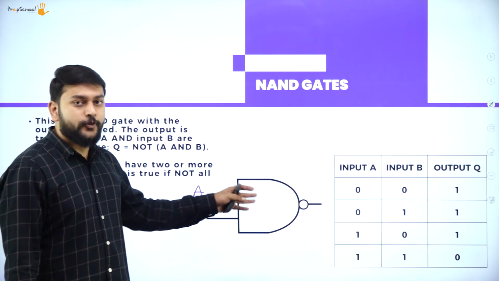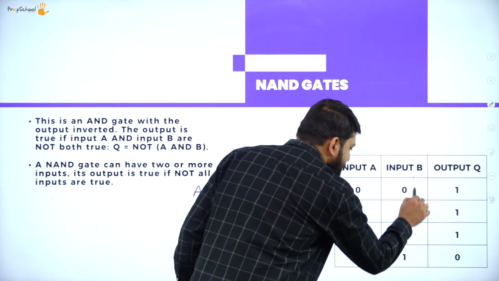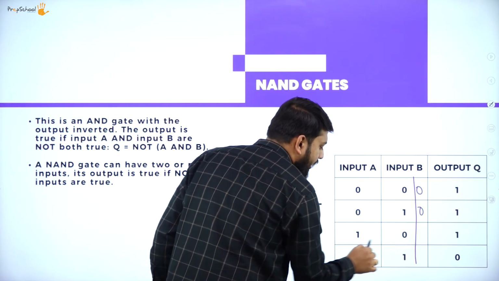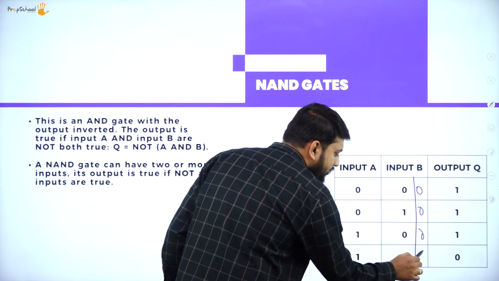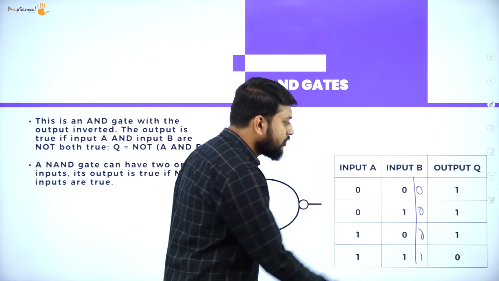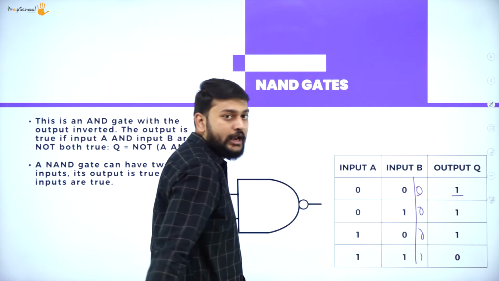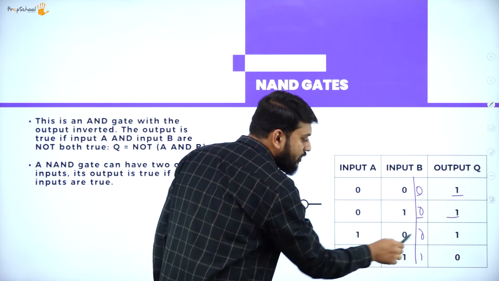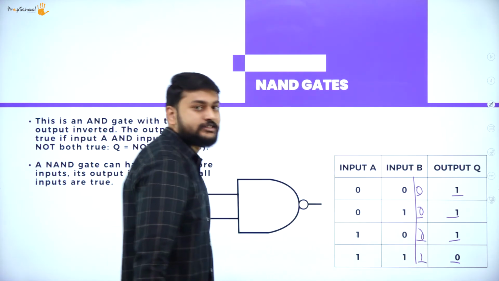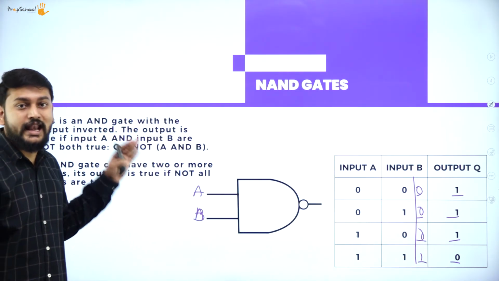So fine. Let's perform the AND operation here. 0 into 0 is 0. 0 into 1 is 0. Again, 1 into 0 is 0. 1 into 1 is 1. So the complement of this is what I will call a NAND. I have 0, complement of that is 1. Again, I have 0, complement is 1. Again, 0, complement is 1. And 1, complement of that is 0. This is what I will call a NAND gate.